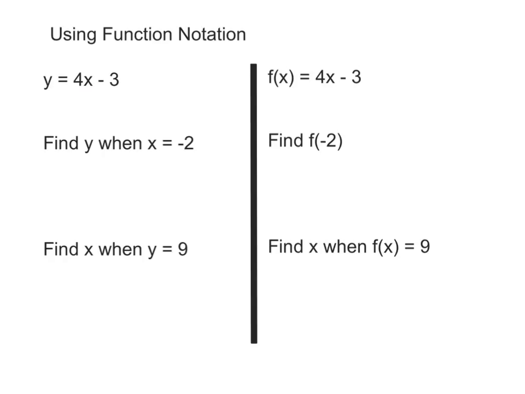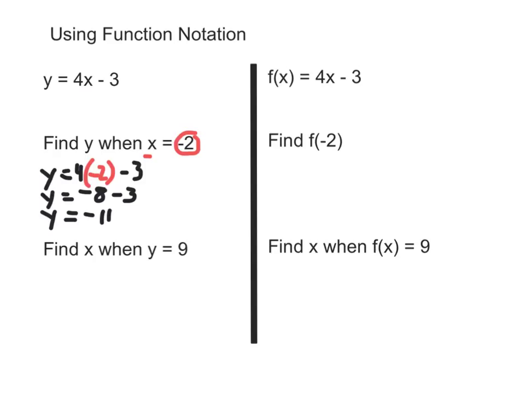So, the first example, we're obviously going to be putting negative 2 in wherever we see x. So when we rewrite the equation, we get y equals 4 times the x value, negative 2, minus 3. When we simplify this, we get y equals negative 8 minus 3, and negative 8 minus 3 is negative 11. So y is negative 11 when x is negative 2. I always like to remind you that that means that we have an input of negative 2, which has a corresponding output of negative 11 in this equation.